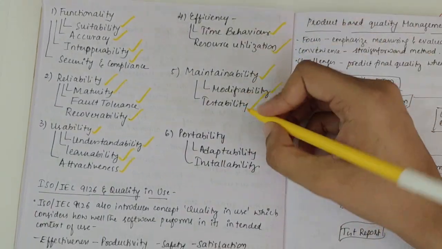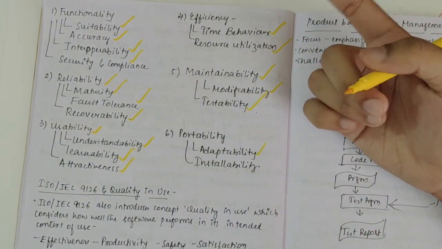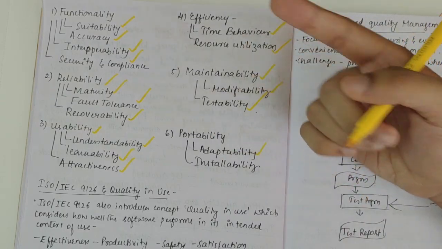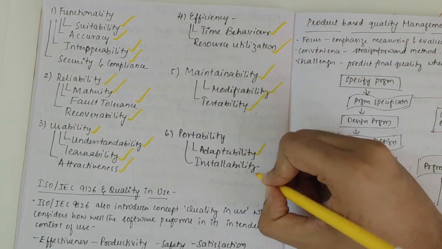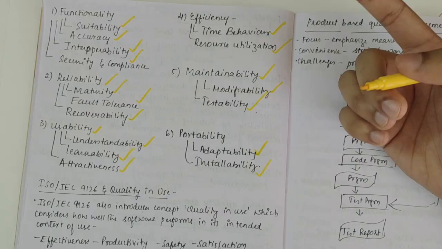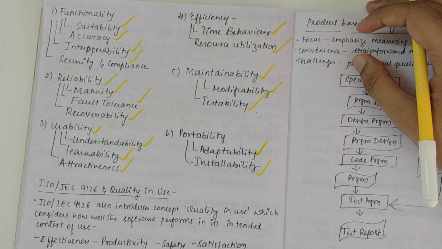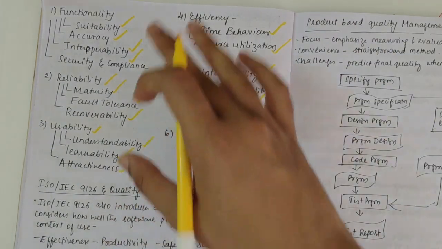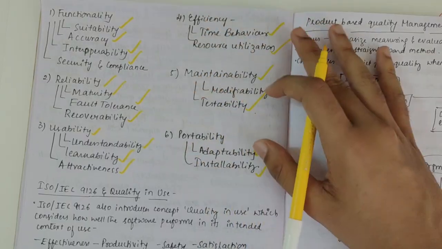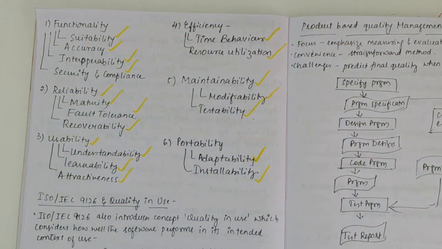Then we have portability. If I shift the program or the project from my laptop to your laptop, it should be easily understandable, easily installable, and adaptable to your system's configuration. So that is what the 6 characteristics are. This question is again pretty important and could be asked. So all these points need to be expanded and written in 1 or 2 lines each.